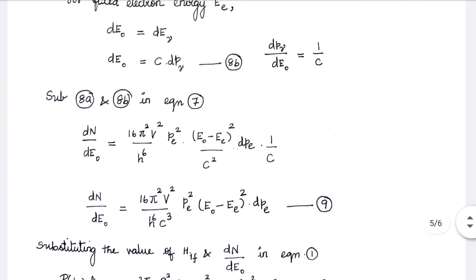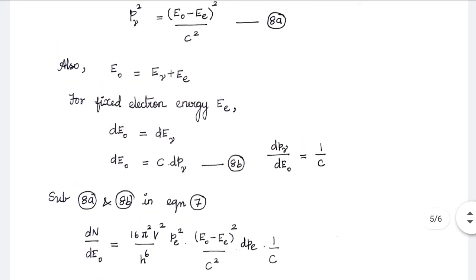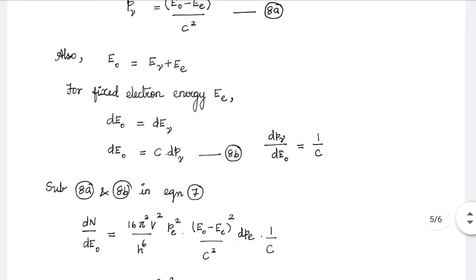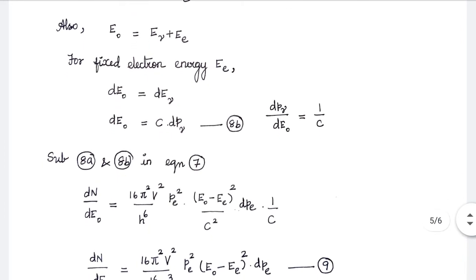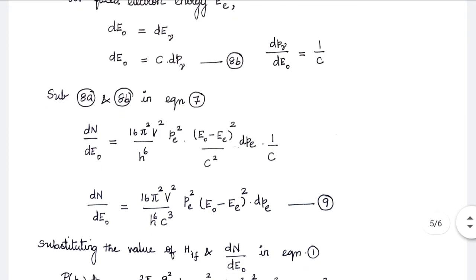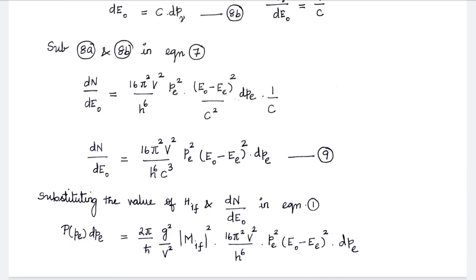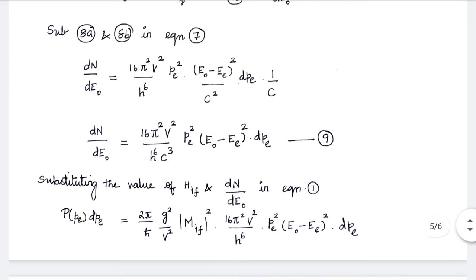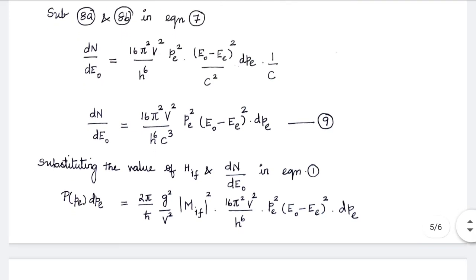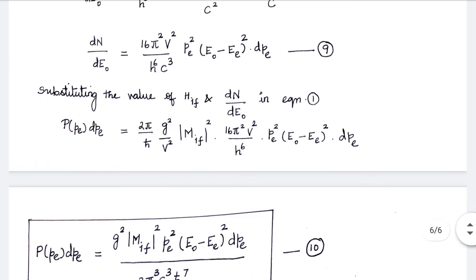In equation 7, we get dN by dE_0 equal to 16π² V² by h⁶ p_e². In place of p_ν², we substitute (E_0 minus E_e)² by c², into dp_e, and in place of dp_ν by dE_0 we replace it with 1 by c. Bringing the c inside, we get 16π² V² by h⁶ c³ p_e² (E_0 minus E_e)² dp_e. So we got the final density factor dN by dE_0.